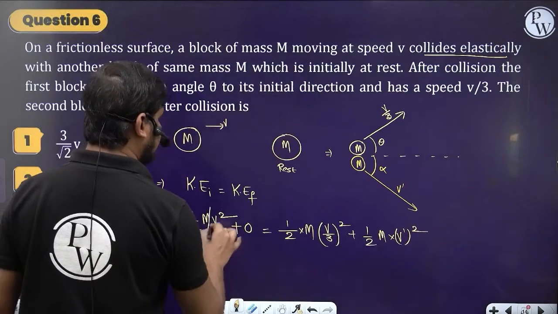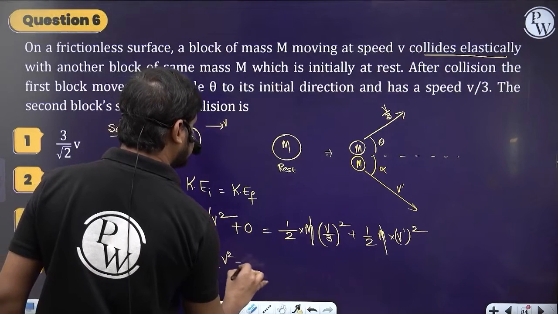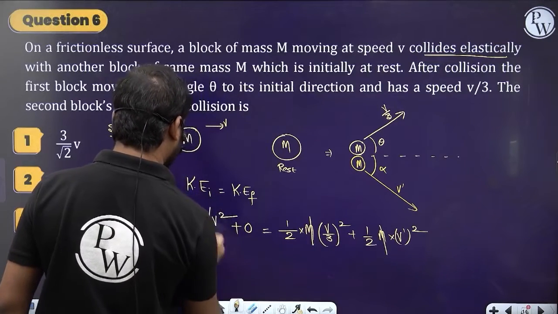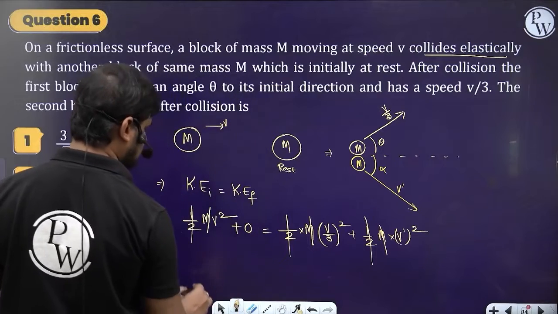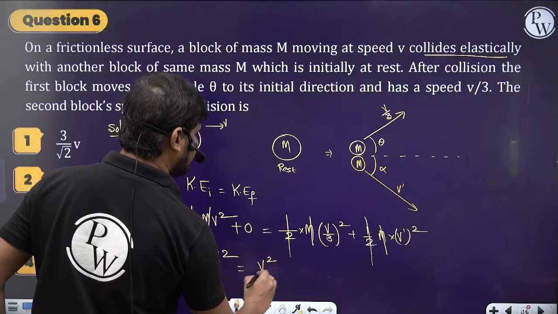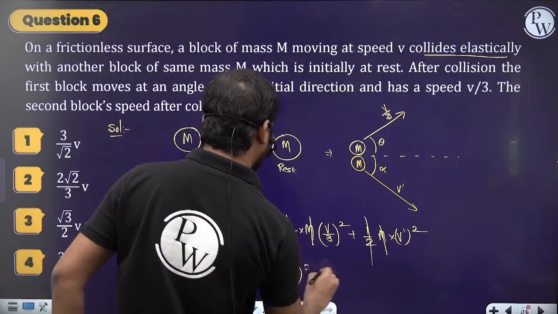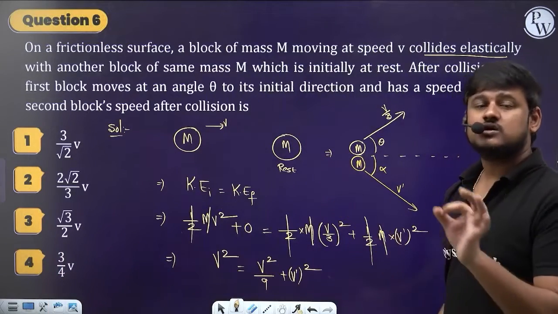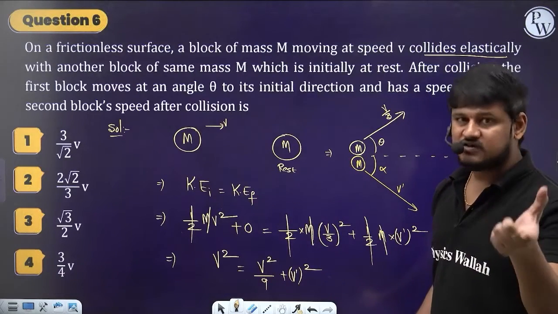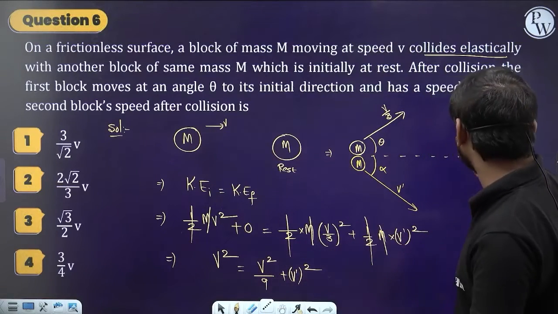So I can cancel m. Half v square is equal to, we can cancel half from all terms. Then what is left is v square equals v square by 9 plus v dash square. I need only v dash. If you need angle theta, then you should conserve the momentum: the initial momentum in the x direction equals the final momentum in the x direction, and the initial momentum in the y direction equals the final momentum in the y direction. But they are asking only for the velocity, so go for the simple procedure here.